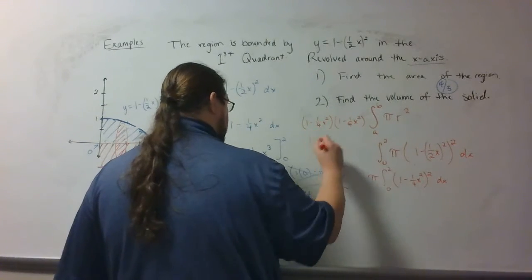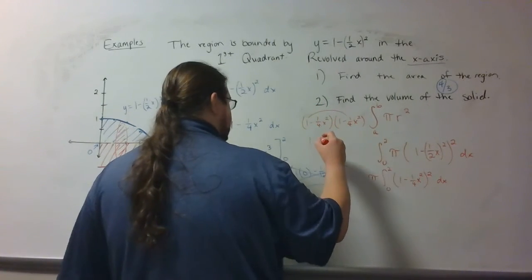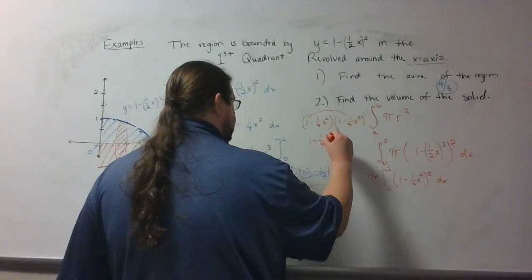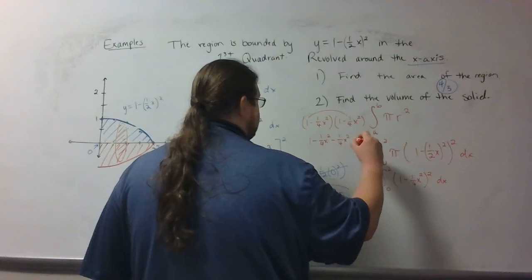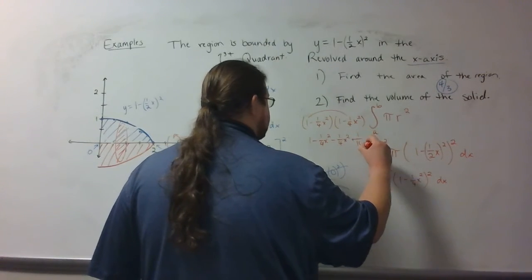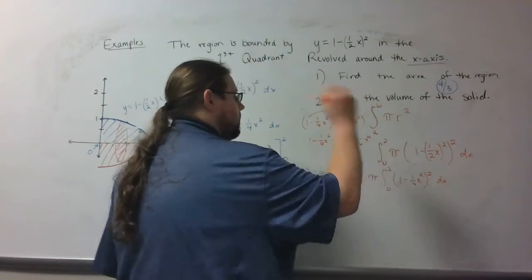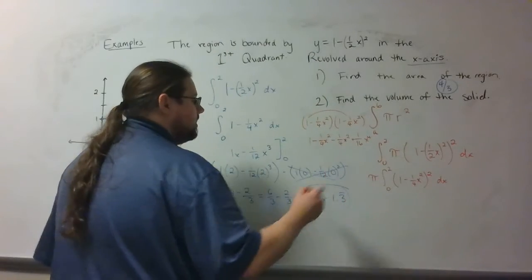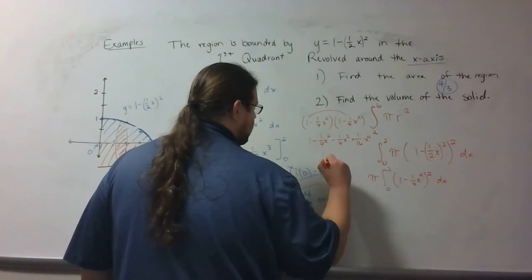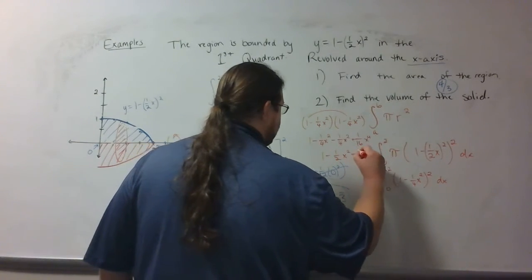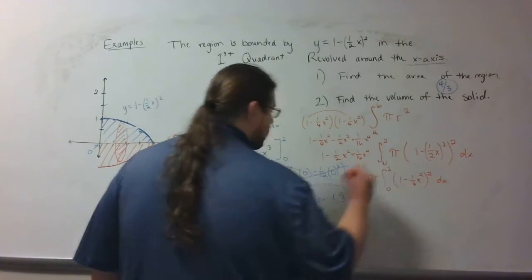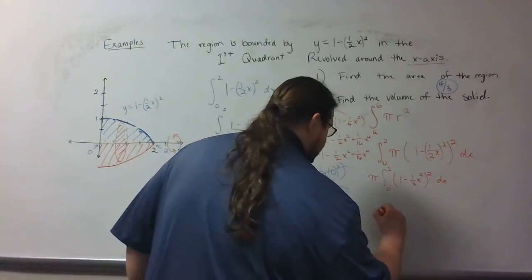1 times 1 makes 1. That's going to make negative 1/2 of x squared minus 1/2 of x squared. When I multiply those together, I'm going to get positive 1 over 4 x to the 4th, because I did 1/2 times 1/2 and x squared times x squared. Those middle terms are going to combine, so we're going to do 1 minus x squared plus 1/4 x to the 4th. So that's actually what I'm integrating. Don't forget your pi out front.